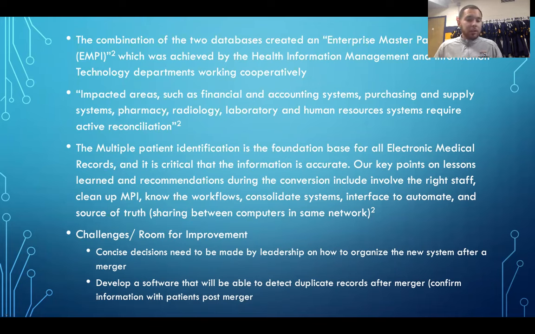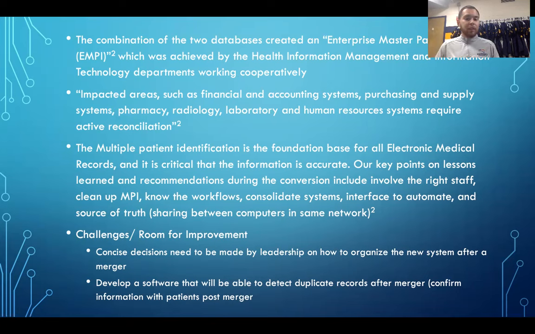So coming from the article, it says impacted areas such as financial and accounting systems, purchasing and supplying systems, pharmacy, radiology, laboratory, and human resources systems require active reconciliation. So we need to work together to be able to create this new electronic medical record system that is more efficient and more beneficial to all parties involved, but we need to work together in order to make it happen.